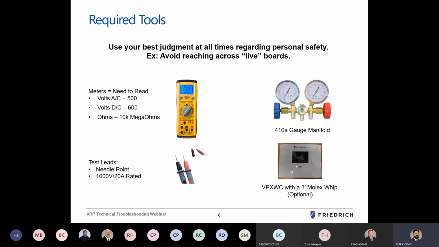As far as the tools are concerned to troubleshoot the VRP, obviously you're going to need a meter, but there are some specific things about the meter that you're going to need. Make sure that your meter is capable of measuring AC volts up to 500 volts, DC volts up to 600 volts, and ohms up to 10,000 megaohms. You're also going to need some needle point test leads. This is going to be extremely handy when back probing a lot of those Molex connections and ports that we have on our boards.